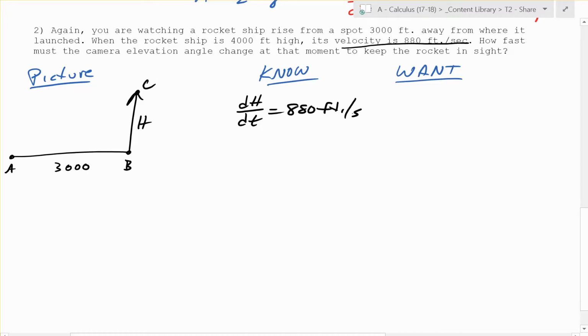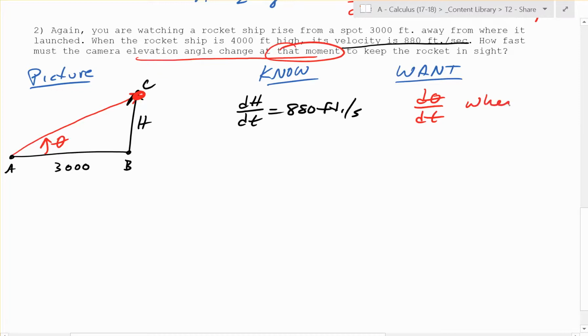How fast is the camera elevation angle changing? So what is the camera elevation angle? Well, the camera's pointed at the rocket right there. This is the elevation angle, theta. We want d theta/dt, the rate of change of the angle of elevation at the moment when h is 4,000. So the camera operator will be changing this angle as the rocket goes up. How fast is that angle changing when h is 4,000?